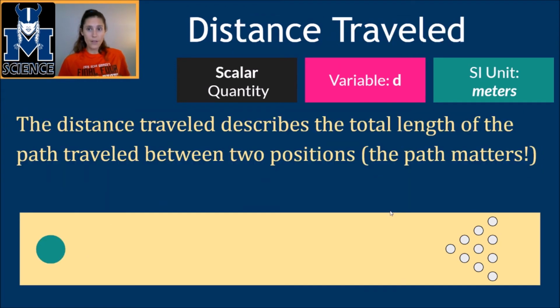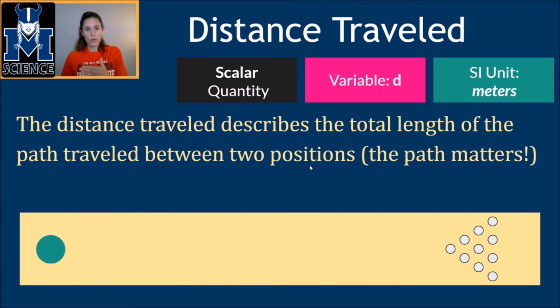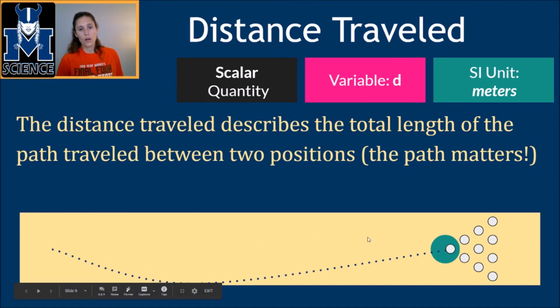This is different than distance traveled. The distance traveled describes the total length of the path traveled between the two positions. So let's watch that again. Let's say the bowling ball, when you roll it down the alley, roll or throw, I'm not sure what the terminology is, usually takes a curved path if you can put spin on the ball. That curved path is not straight, and it's going to be longer than that displacement.